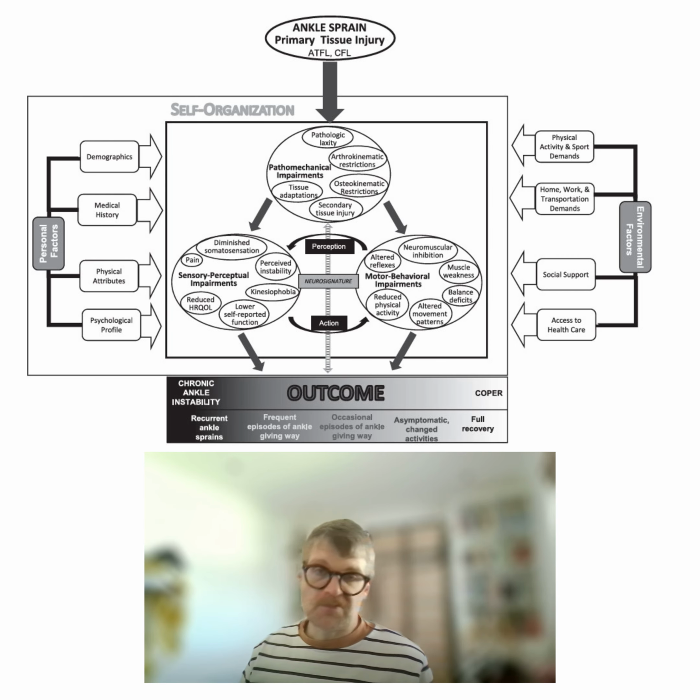On the right-hand side, we've got more motor behavioral impairments. So these are things such as muscle weakness or poor balance and altered movement patterns, which ultimately may culminate in reduced physical activity. And these are influencing how a person would move.